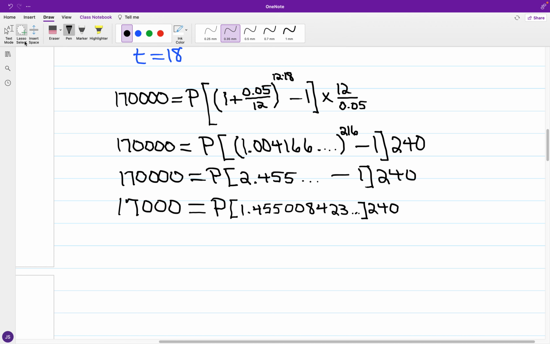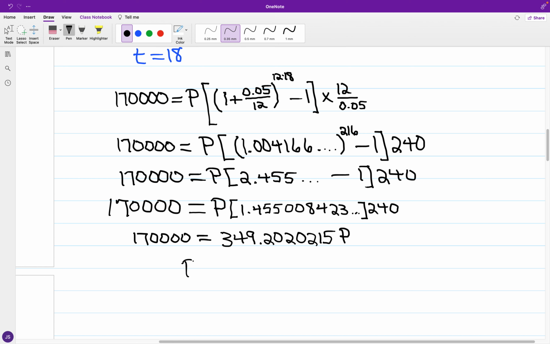Right now we're going to have 170,000, and for the figures on the right, we had this number 1.455 times 240, and I'm just going to give the full display on this one. So we have 349.2020215 times P. To solve for P, I'm going to divide this decimal into $170,000.